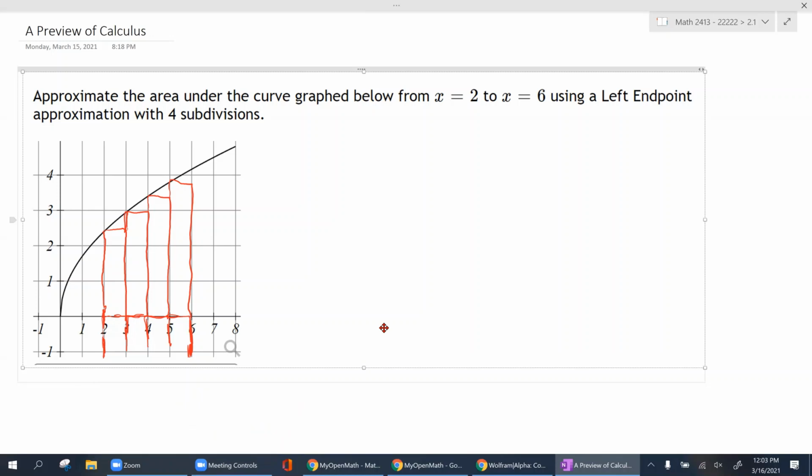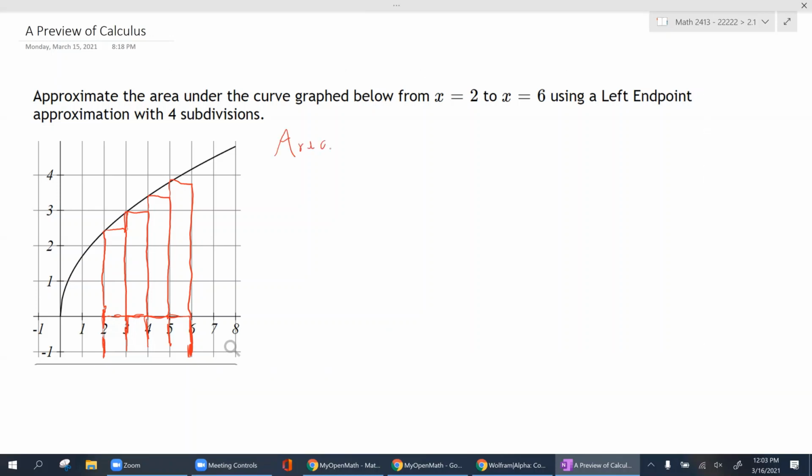Now I need to find the area of that. And we know how to find the area of a rectangle. That is length times width, or length times height. Let's do that. Length times height. Base times height, you can use that as well.